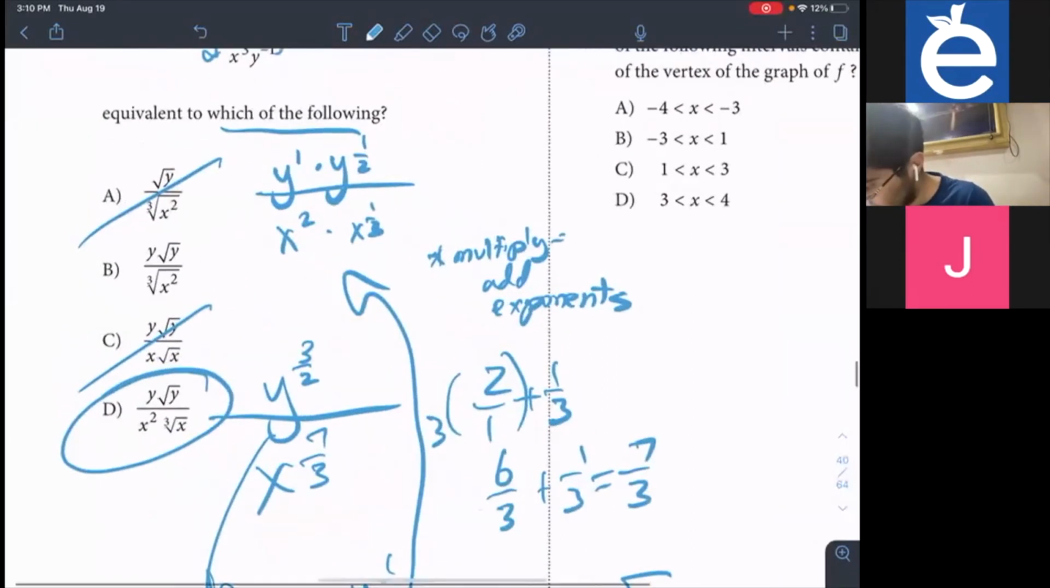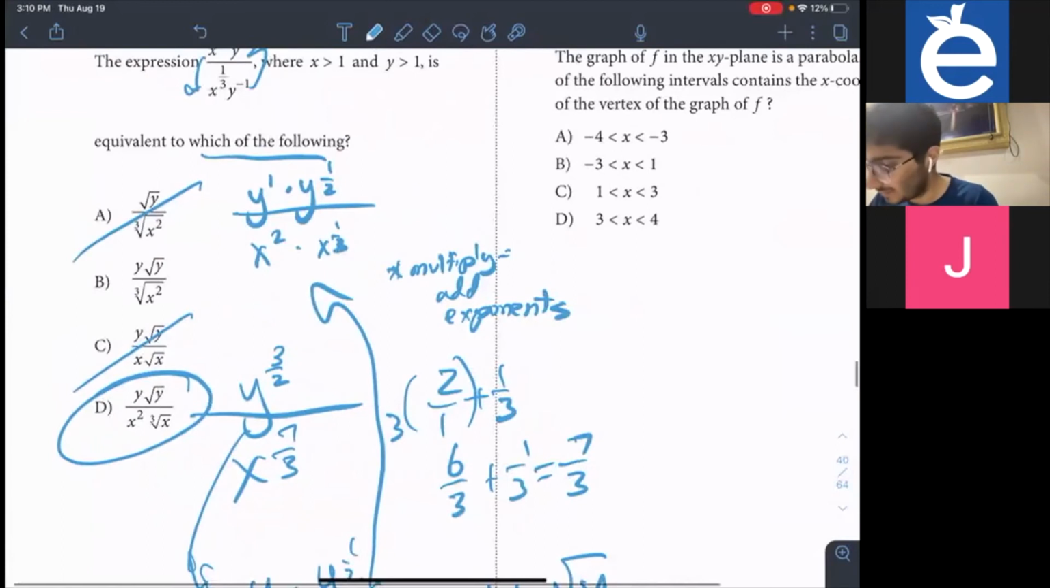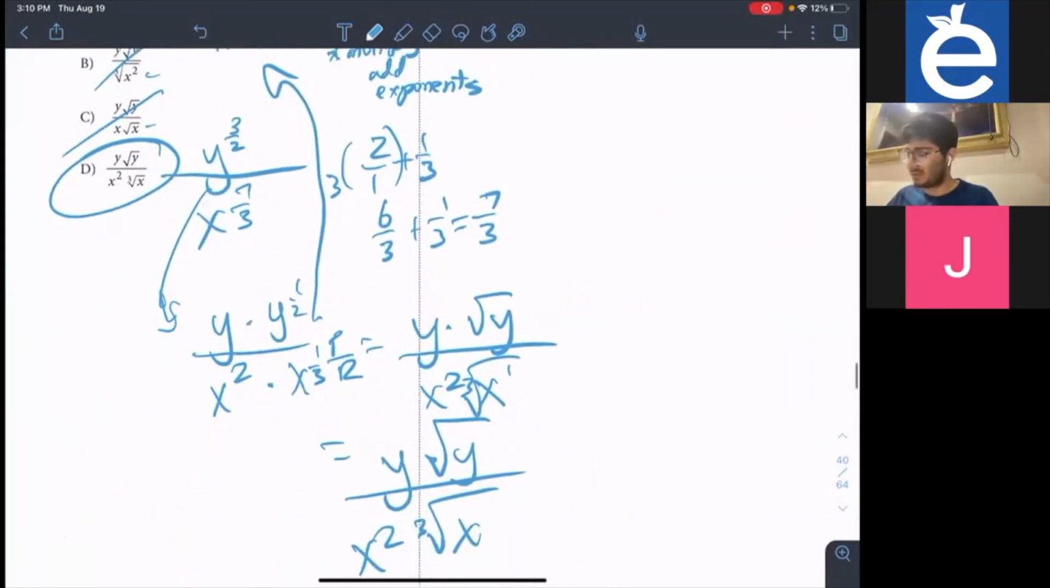This one's wrong because it doesn't equal 7/3. This is also wrong because it doesn't equal 7/3 on the bottom. So it's wrong. Our answer for question 11 is D.